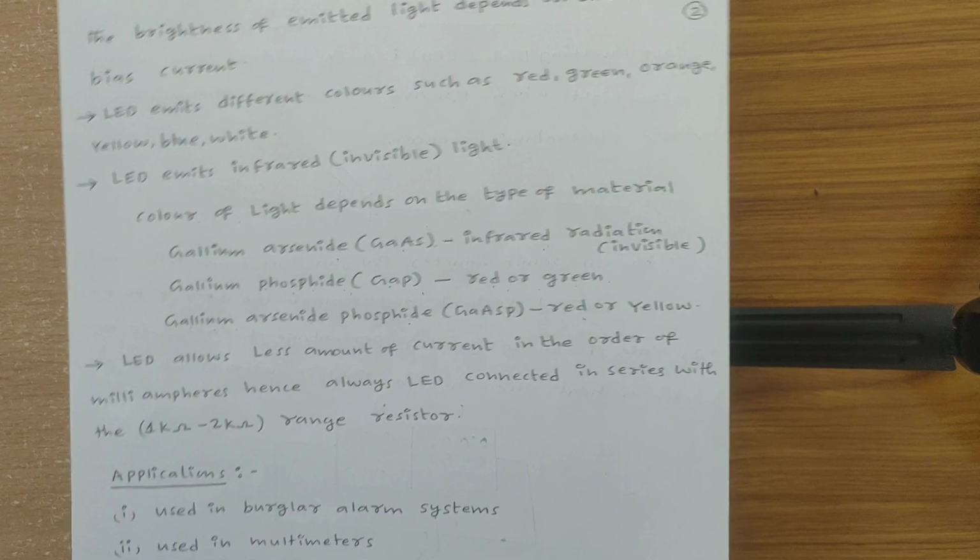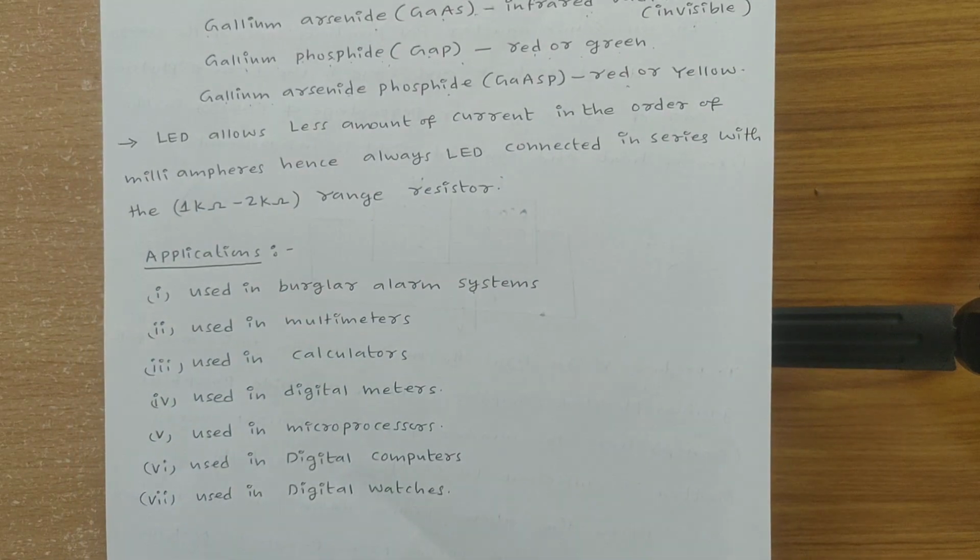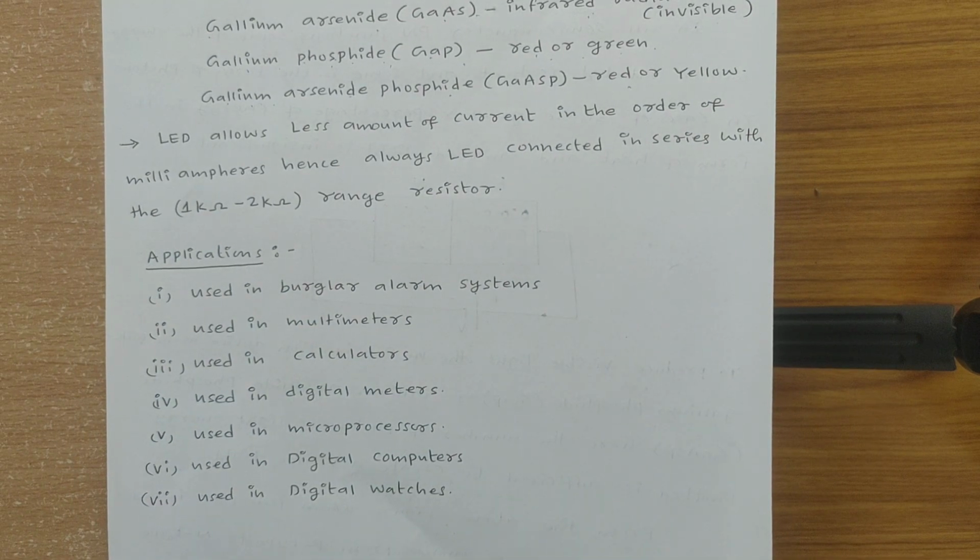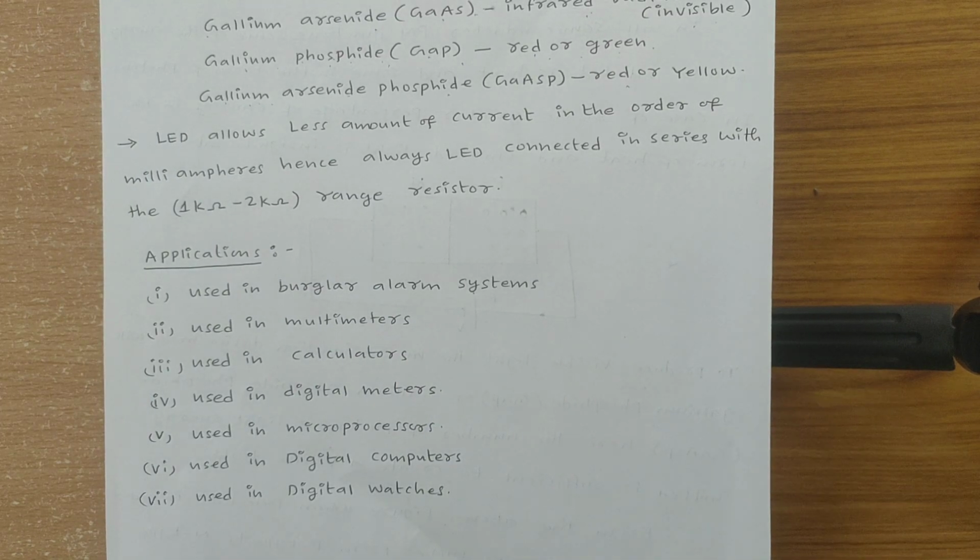Next, coming to the applications, LED is used in a wide range of applications. Those are burglar alarm systems, multimeters, calculators, digital meters, microprocessors, digital computers, digital watches, etc. In maximum places LED will be used. That is about LED.